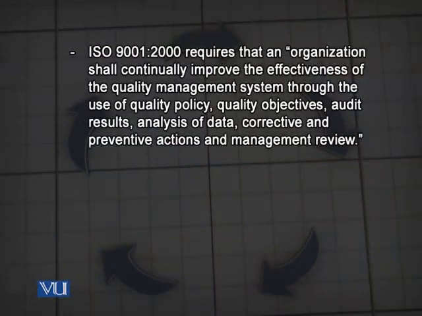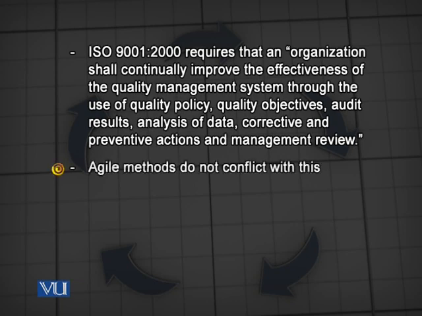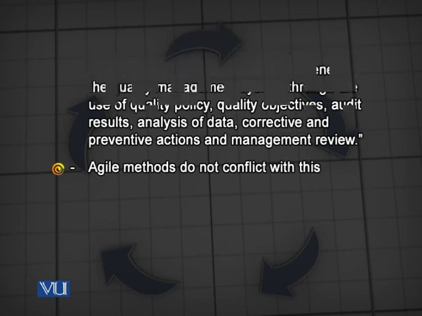If you look at ISO 9001, it requires that an organization shall continually improve the effectiveness of the quality management system through the use of quality policy, quality objectives, audit results, analysis of data, corrective and preventive actions, and management review. If you look at this and then you look at the Agile Manifesto and the Agile Principles, there seems to be no conflict, because in Agile methods they also have to strive to continuously improve the way they do their software development activities. So it would appear that the agile methods are entirely consistent with the concept of process improvement as interpreted by the ISO 9000 models.